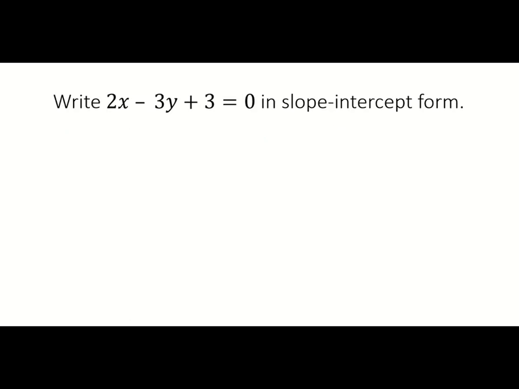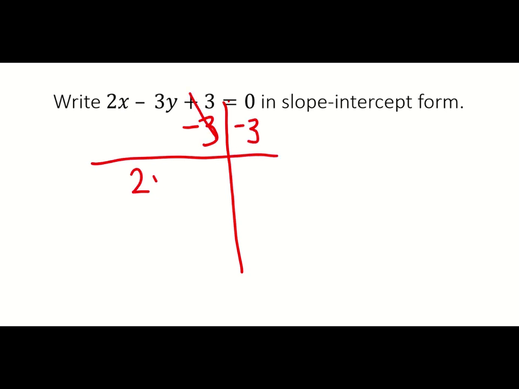So our last example, we're going to write 2x minus 3y plus 3 equals 0 in slope-intercept form. So we want the x and the y to be on the left-hand side to start. So I have to get rid of just the number. Right now I have a positive 3. So I need to subtract 3 on both sides of the equation to get 2x minus 3y equals negative 3.